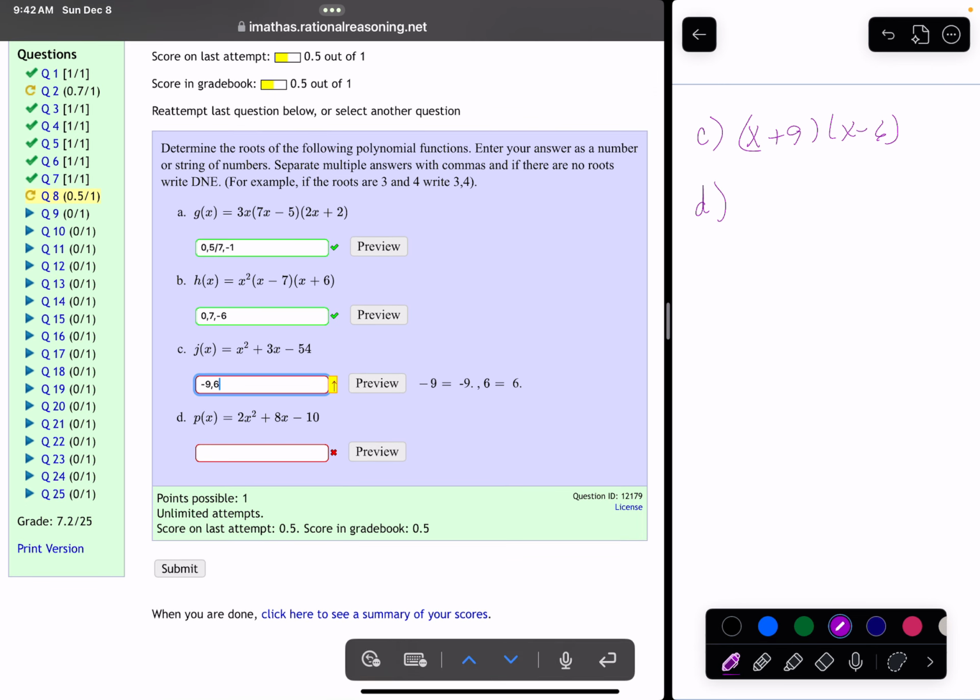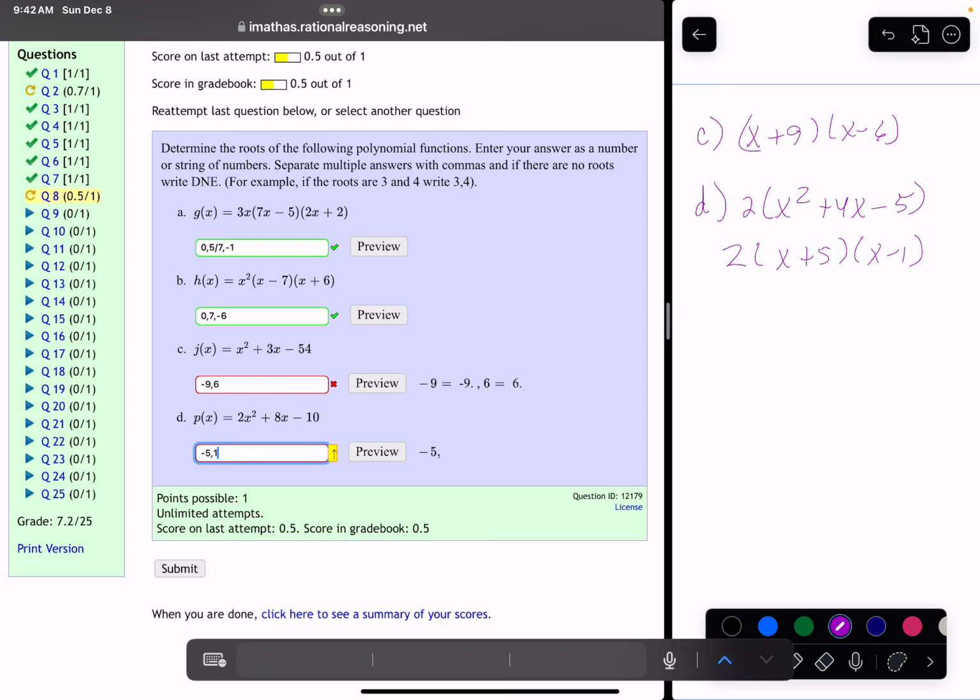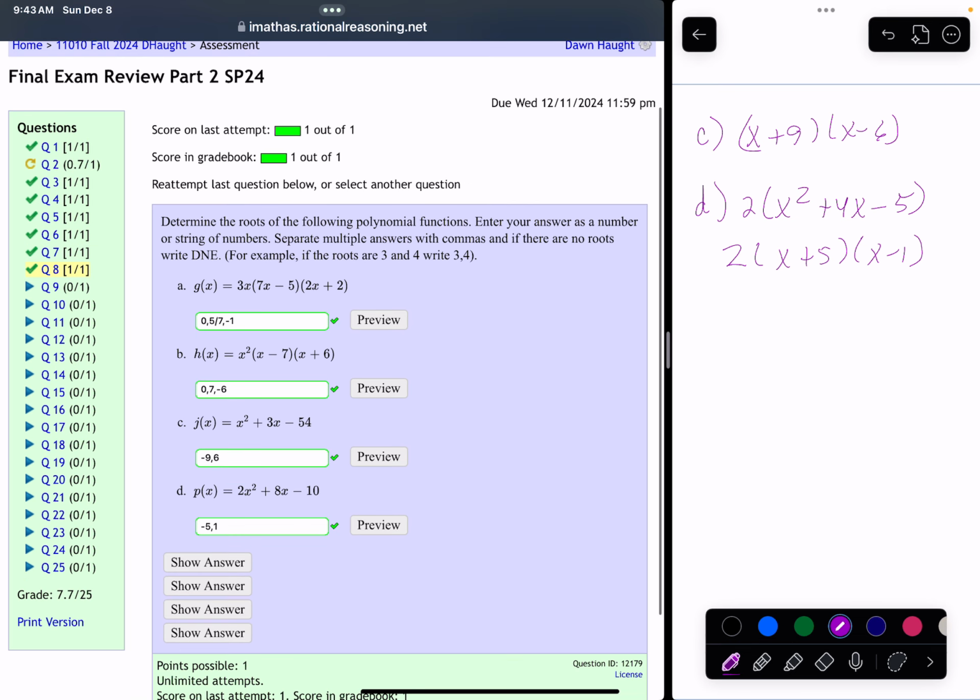Now D, I noticed that everything is divisible by 2. So my suggestion would be, hey, pull out that 2. Make that easier so that the factorization becomes much more natural. So my factorization would be x plus 5 and x minus 1. Now 2 is not going to equal 0. You don't need it. There's nothing there that's worth doing anything with. But you do need the negative 5 and a positive 1. So there's question 8.